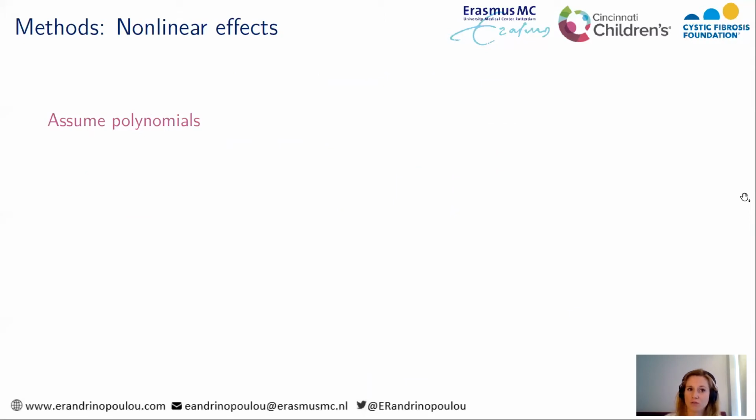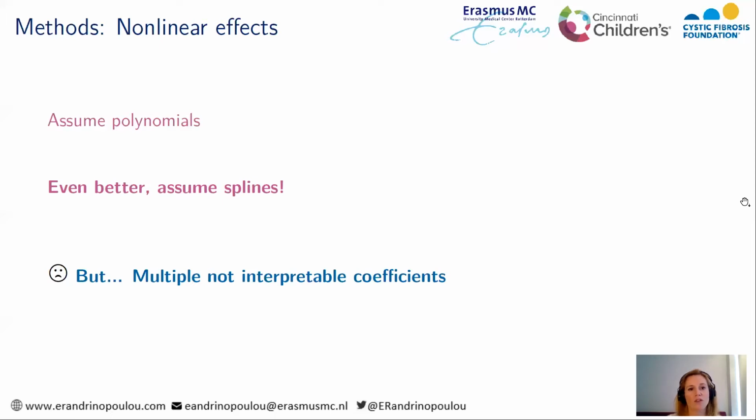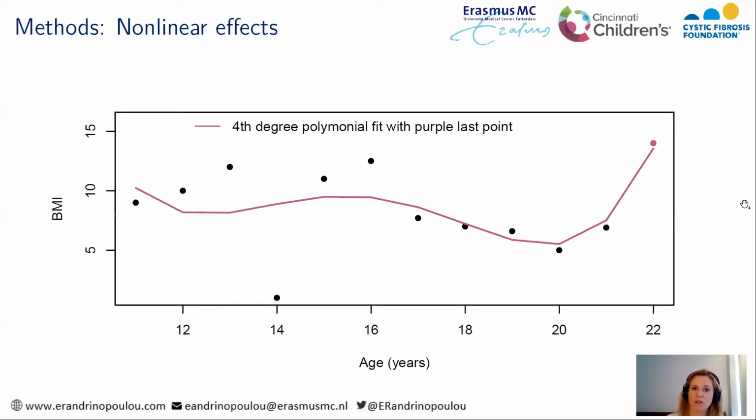So in order to account for that, we can use polynomials, or even better, we can use splines. I will show you in a second what the differences between those two are. But in both cases, we have this disadvantage that we will have multiple coefficients that are not interpretable for the clinical audience. So now let's go into the difference between the polynomials and the splines, and let's assume that we have some BMI values over time and we want to fit a polynomial. So we assume a 4-degree polynomial.